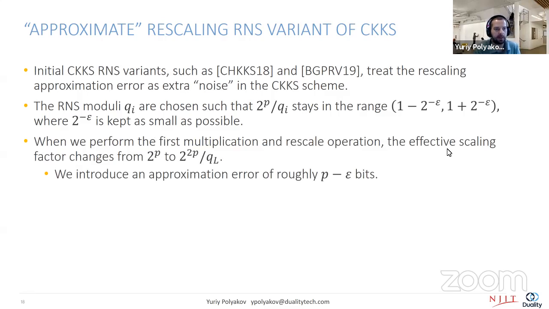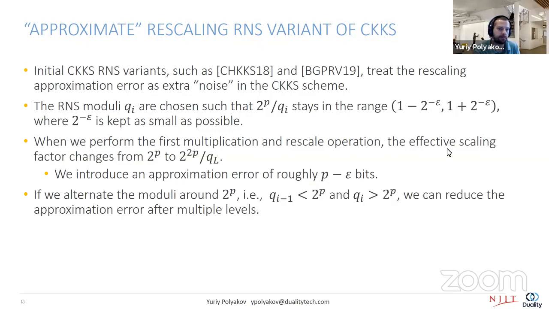Maybe a simpler way to look at it: when we perform the first multiplication and rescale operation, our effective scaling factor changes from the initial factor of 2 to the power of p to 2 to the power of 2p as a result of multiplication, and then divided by q_L, where L is in this case just the last modulus. So we're doing this from the very start, and we divide by that as part of rescaling. So effectively, the scaling factor changes from 2 to the power of p to 2 to the power of 2p divided by q_L. And it's simple to show using this kind of notation that we introduce an approximation error of roughly p minus epsilon bits.